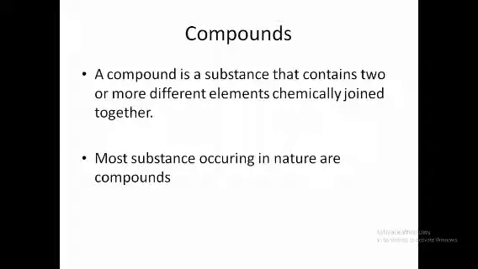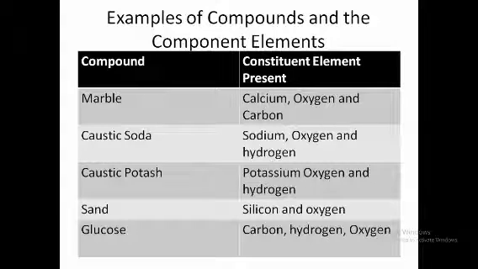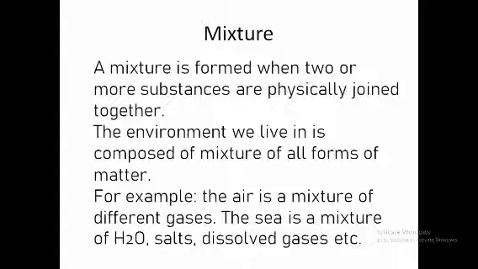Some examples of compounds include marble. The constituents are calcium, oxygen, and carbon. We have caustic soda, caustic potash, sand, glucose, ethanoic acid, and so on. These are compounds. They contain elements chemically joined together. For example, the chemical formula of glucose is C6H12O6. So the constituents are carbon, hydrogen, and oxygen. These elements are chemically combined together.